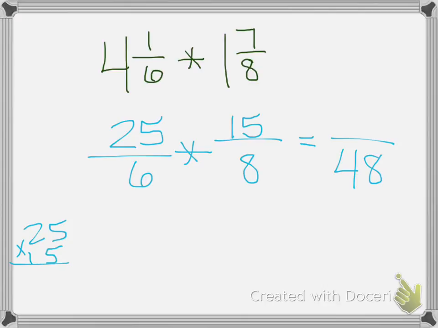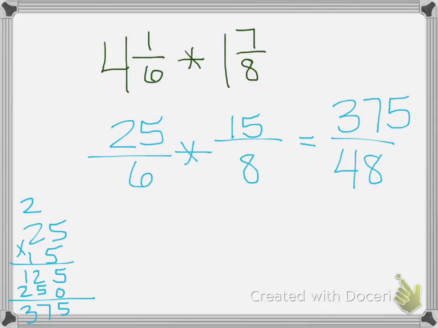25 times 15, 5 times 5 is 25, carry the 2, 5 times 2 is 10, plus 2 is 12. Now, if I'm moving on to the 1, I have to add my 0. 1 times 5 is 5, 1 times 2 is 2. 5 plus 0 is 5, 5 plus 2 is 7, 1 plus 2 is 3. So my answer is 375 over 48.